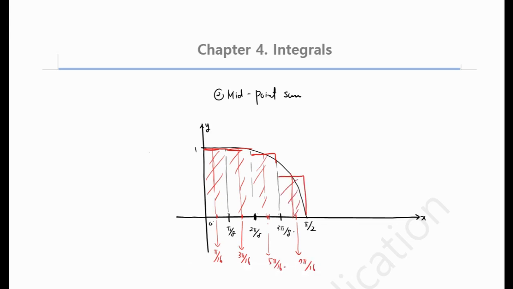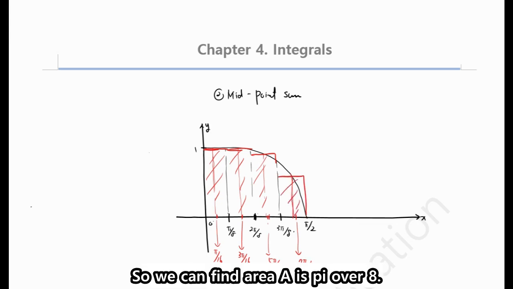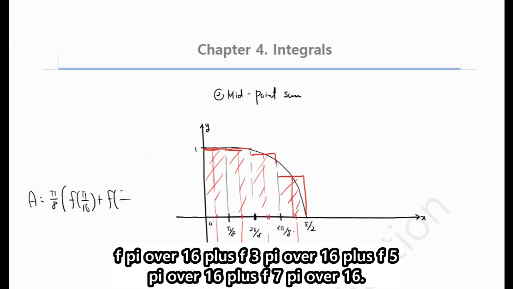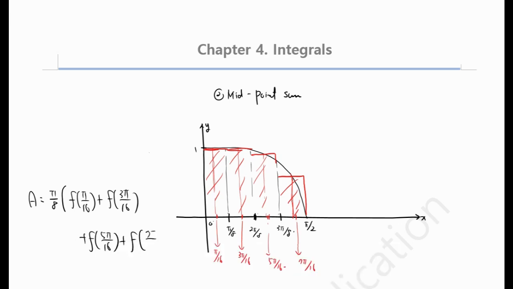So we can find the area A: pi over 8 times f of pi over 16, plus f of 3 pi over 16, plus f of 5 pi over 16, plus f of 7 pi over 16. This is the answer for the midpoint sum.